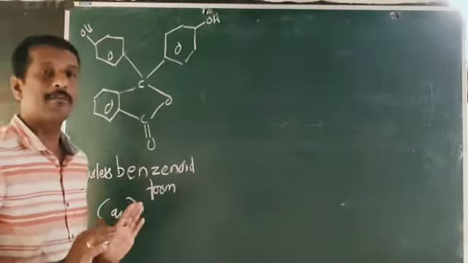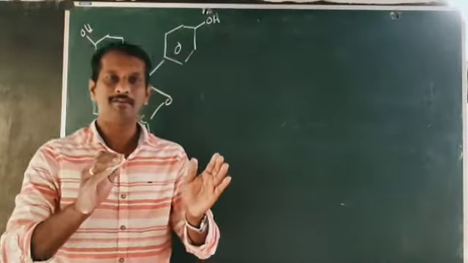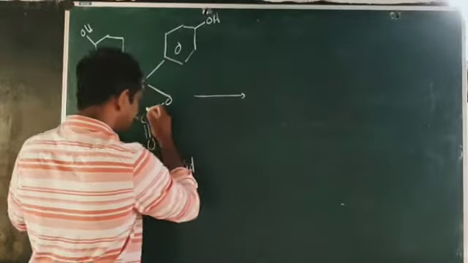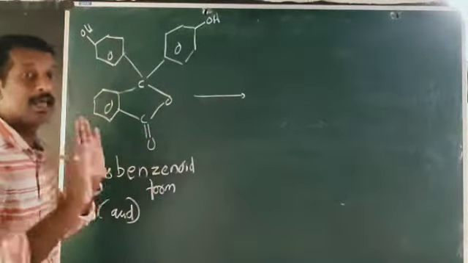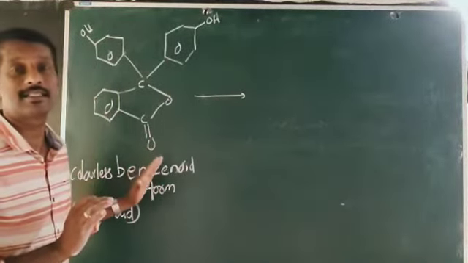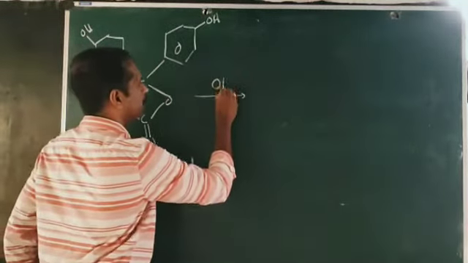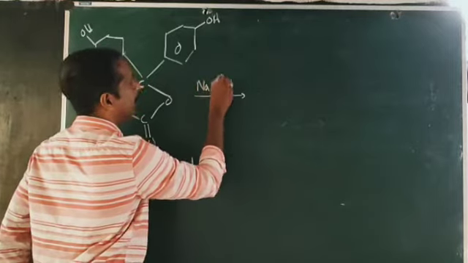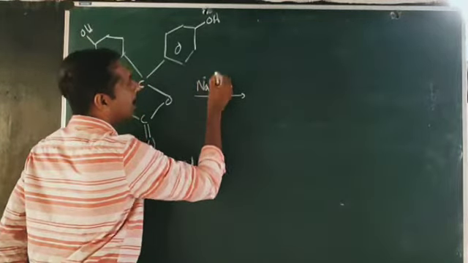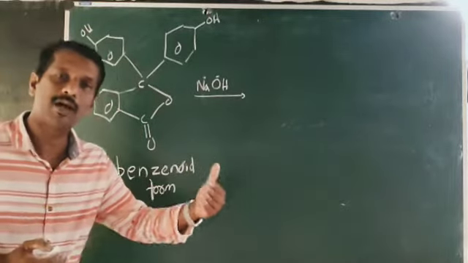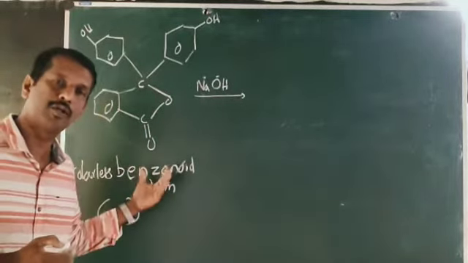Okay, now what is happening? When we add a base, what will happen? So here this is phenolphthalein in acid medium and it is colorless because in acid medium it is existing as its benzenoid form. Now what are we adding? OH minus, a base, NaOH. We are adding NaOH, that means Na plus and OH minus. In basic medium, what will happen to the structure of the benzenoid form?